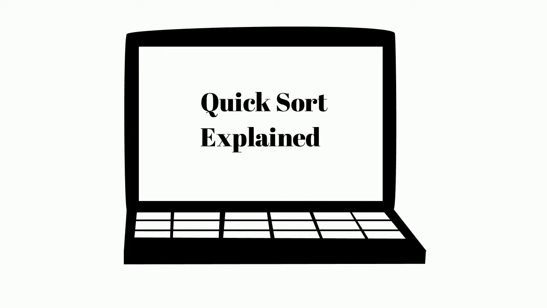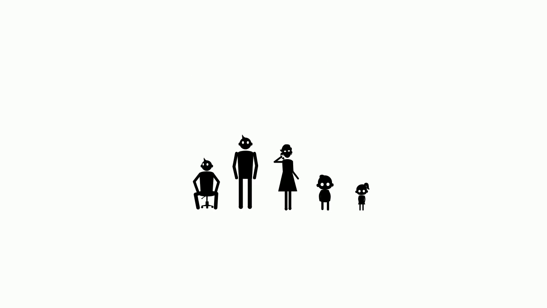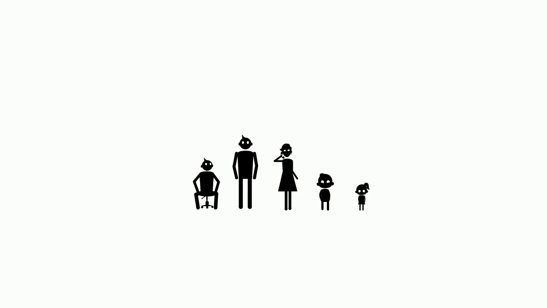Let's talk about Quicksort today, and why it might be faster than other sorting methods. Consider the Smith family, which has 5 members. There's John, Mary, Jack, Billy, and Emma. Notice how they all have different heights. So we could sort them by their height from the shortest person to the tallest person.